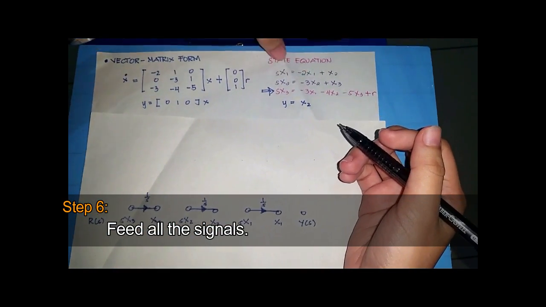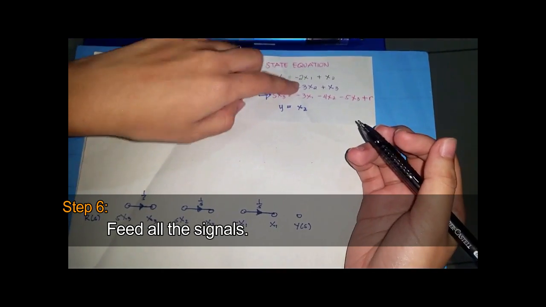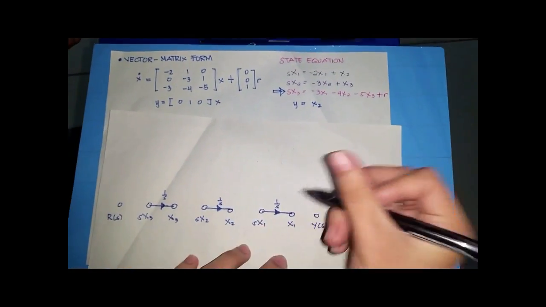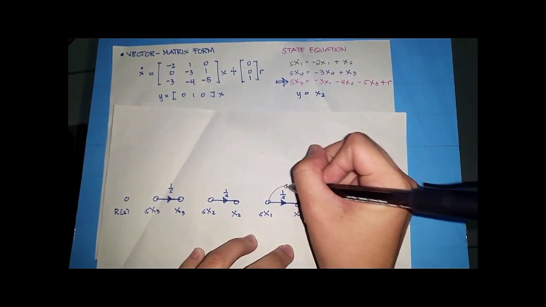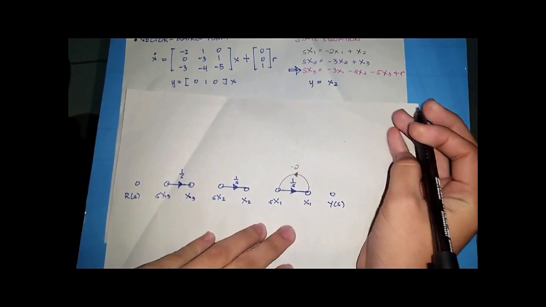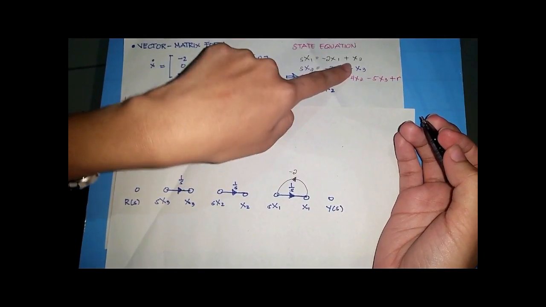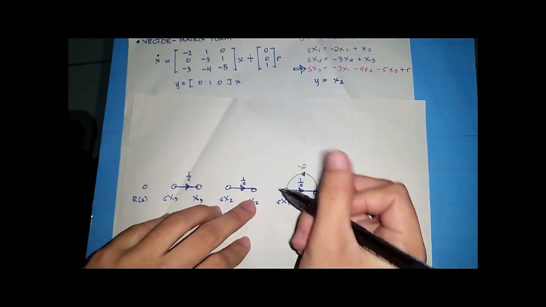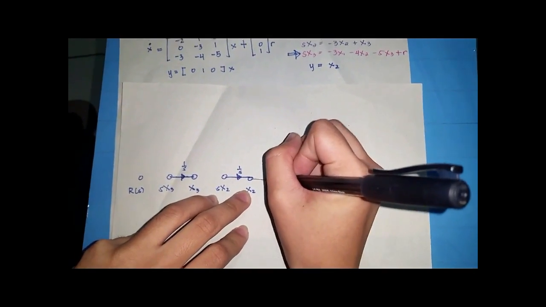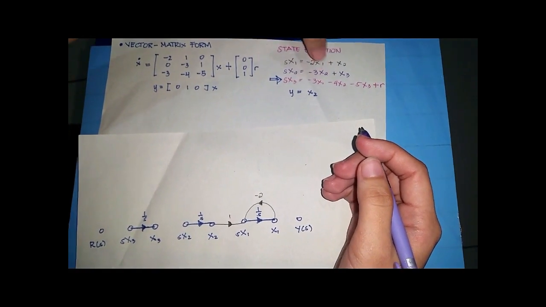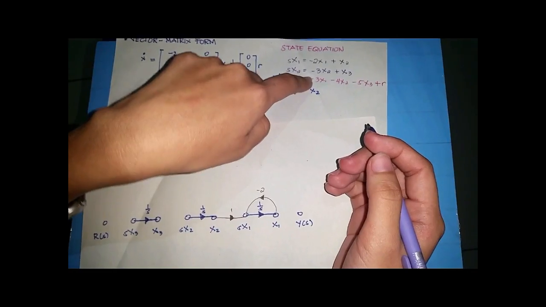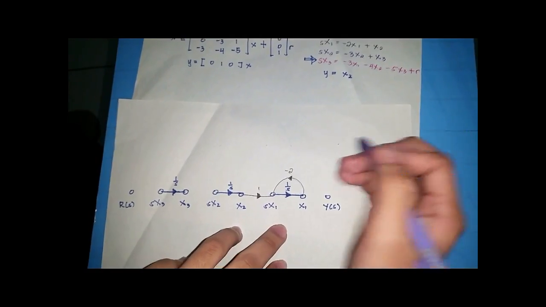From x sub 1 to sx sub 1, there's a signal of negative 2. Then, from x sub 2 to sx sub 1, we have the signal of 1. Okay, for the next equation, we have from x sub 2, we have negative 3 to sx sub 2.